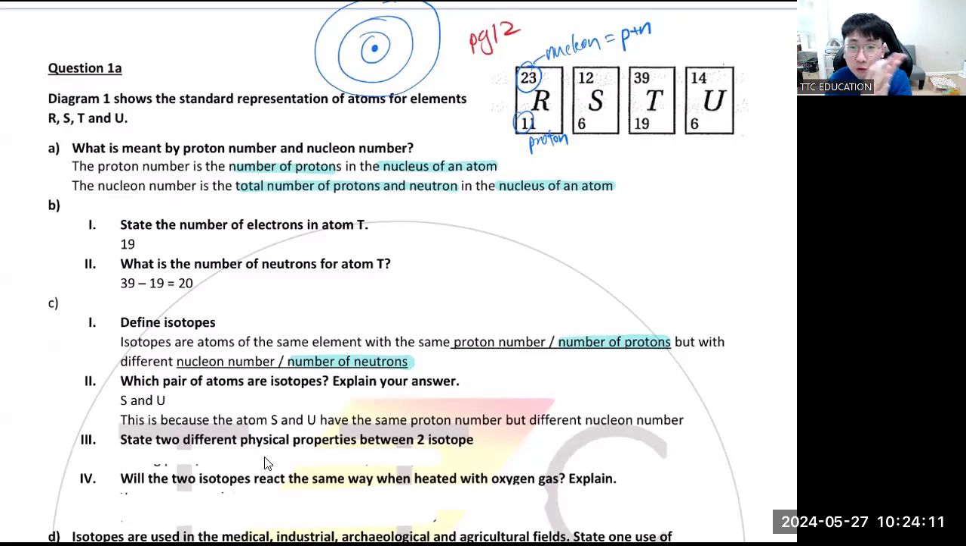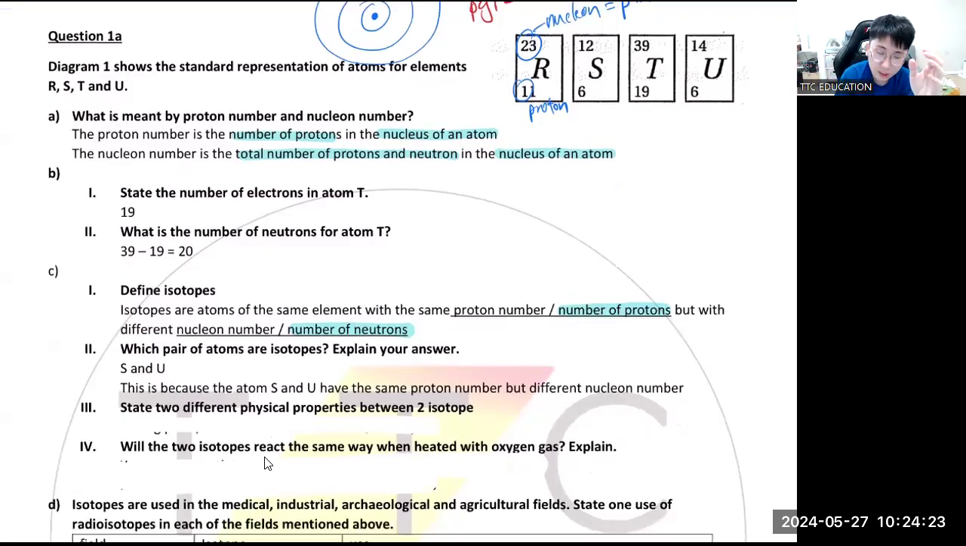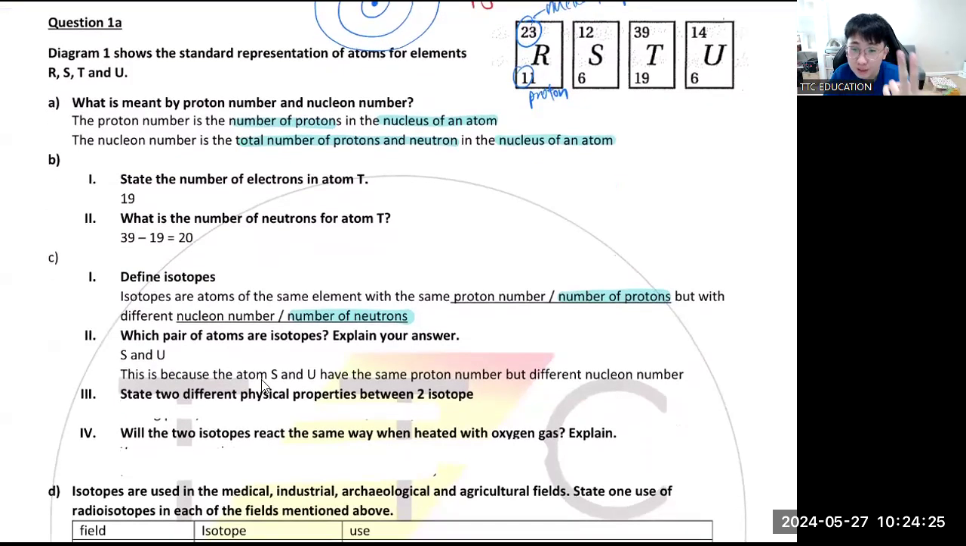But chemical property is about reactivity with water, with oxygen, with this and that. So you have to make sure you know how to differentiate physical property and chemical property. So again, state two different physical properties. We say boiling point, melting point, atomic mass, density. All these are the choices of answers for physical property.